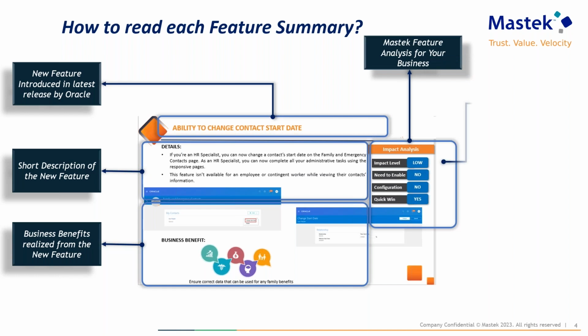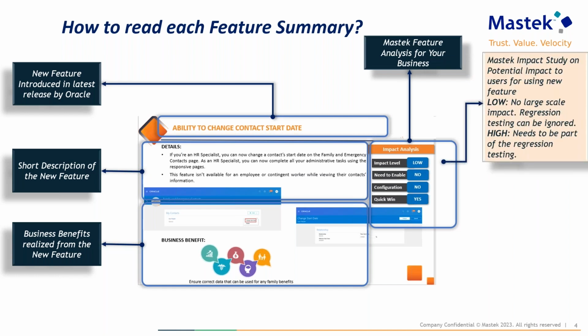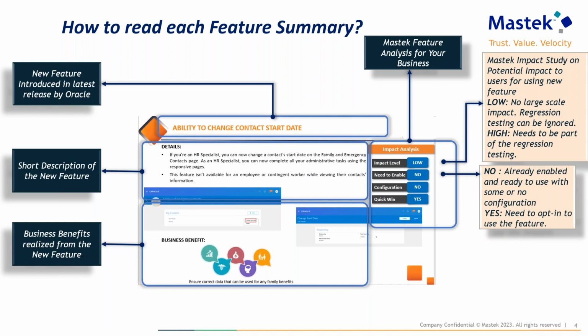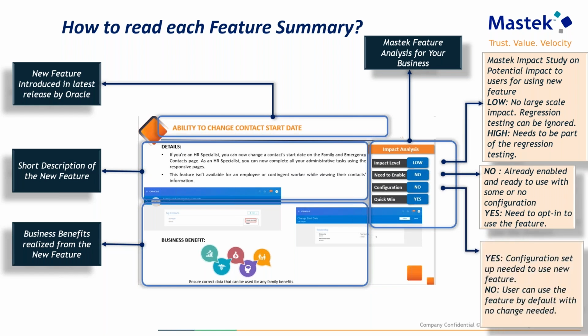The first one is impact level analysis, which demonstrates the impact on the end user. If it is low impact, then regression testing can be avoided. But if it is high, then we need to opt for regression testing. Second one is that we are aware that there are some features which are by default auto-enabled by Oracle and there are some which we need to opt for. Third one highlights the nature of the feature. There would be certain configurations which may be required or some can be used without any changes.